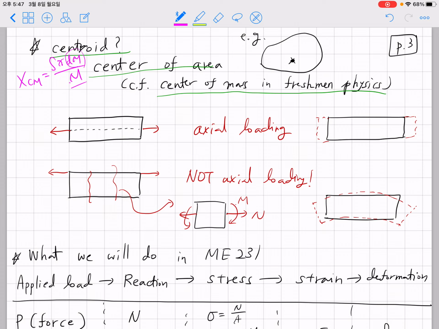This is infinitesimal mass and this is total mass. Okay, for obtaining centroid, instead of mass, you simply do infinitesimal area and total area, then that will give you the centroid point. For example, this guy would have centroid point here. Sorry for the bad drawing. So if this is the cross section, you can see the centroid point maybe here.